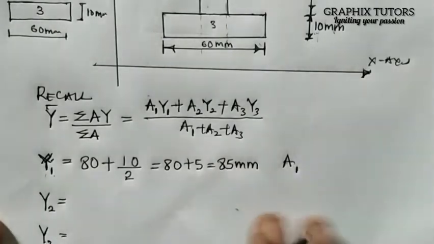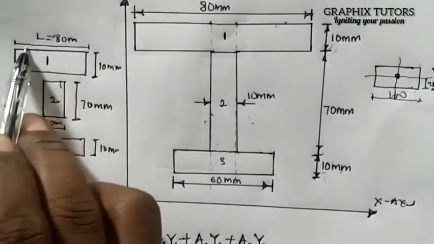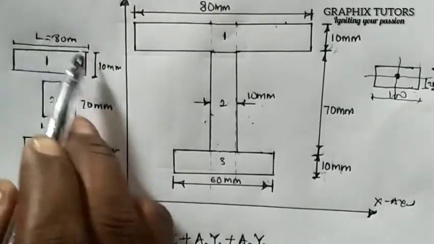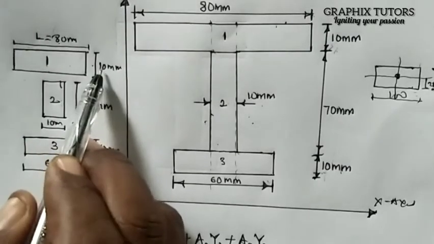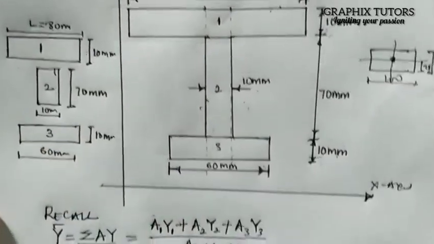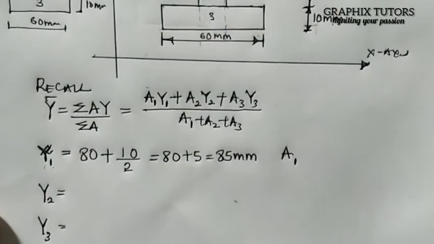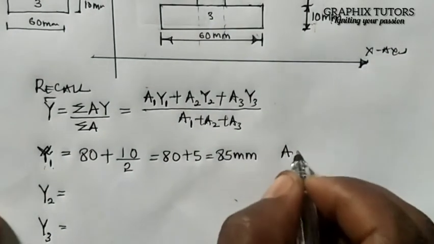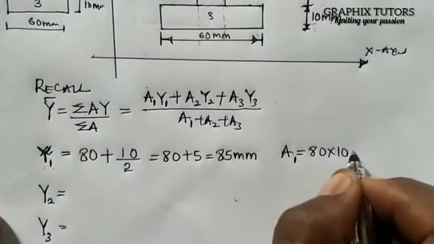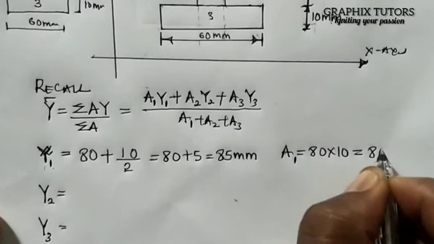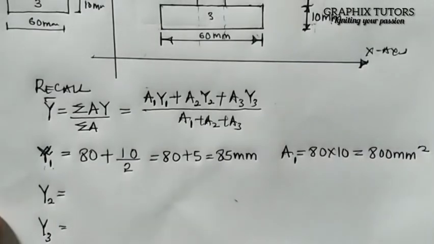Now as we look for Y1, we also look for A1 too. A1 is a rectangle, and the area of a rectangle is length times breadth, right? So the length here is 80, while the breadth here is 10. So I'll be having 80 times 10, and that will give us 800 millimeter square.